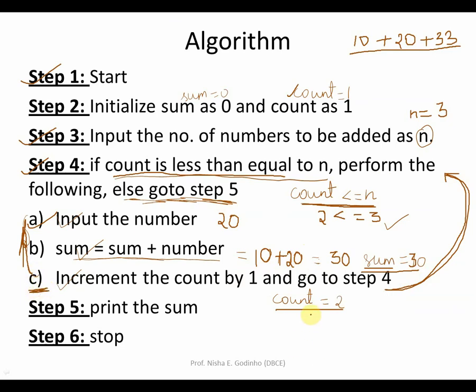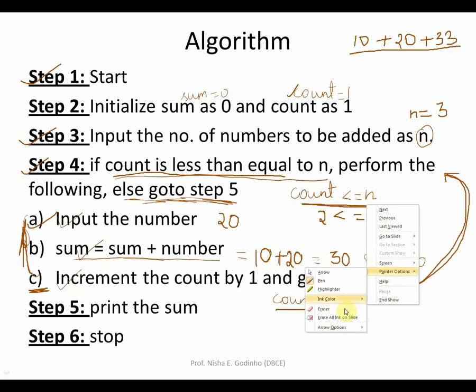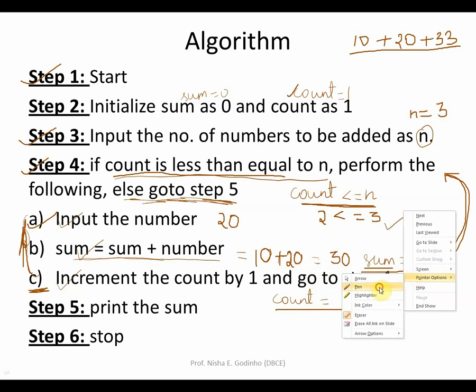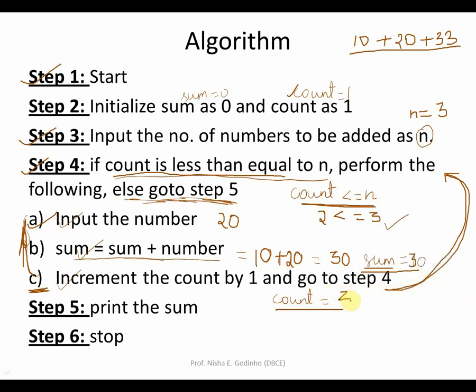So in this step, what we do is we increment the count variable. So count variable will no more be 2, it will be 3. So let's erase the count variable from 2 and let's put a value of 3 in it. So count variable is 3. And what we do is we go back to this step.